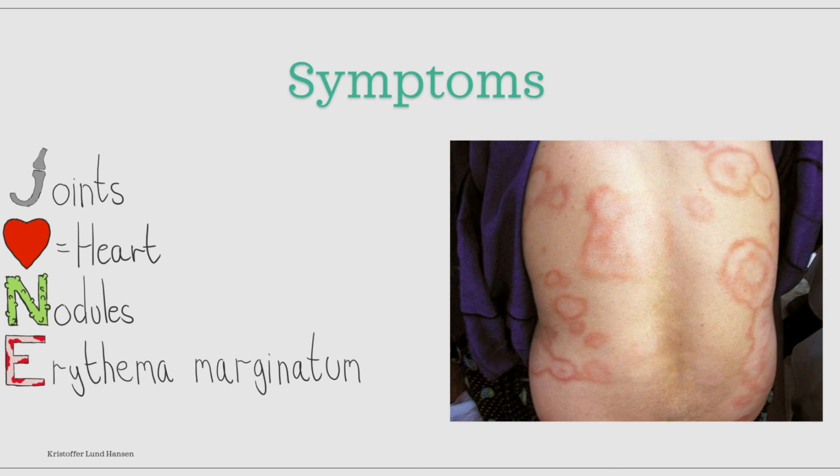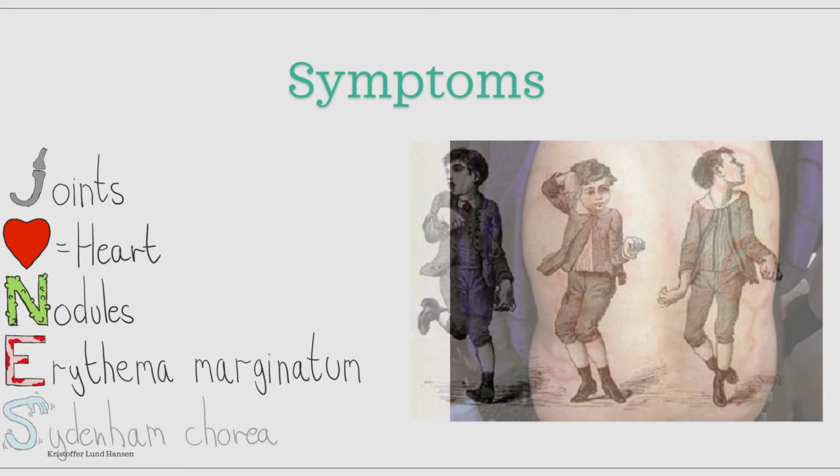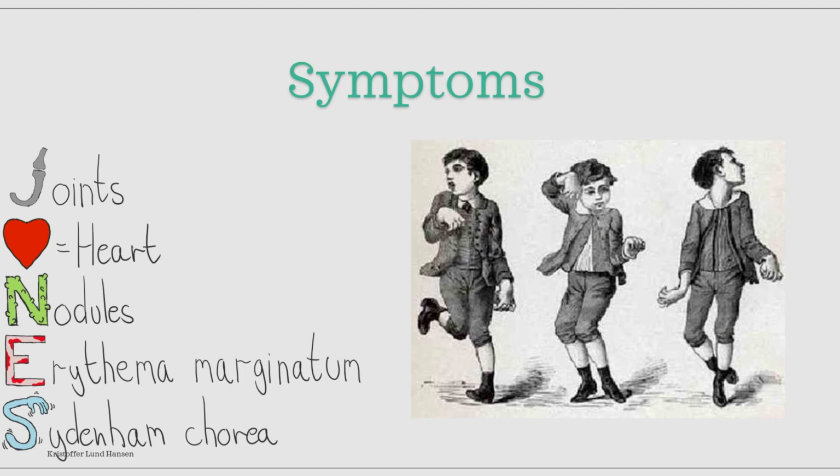E stands for erythema marginatum. Erythema marginatum is an expanding pink or light red rash with a well-defined border and a central clearing. It is typically located on the trunk and the limbs, but the face is usually not affected. The rash is painless and does not itch. The last letter S stands for Sydenham's chorea, a weird name that means that we have involuntary, irregular, and non-repetitive movements that can occur in the limbs or in the general head region.